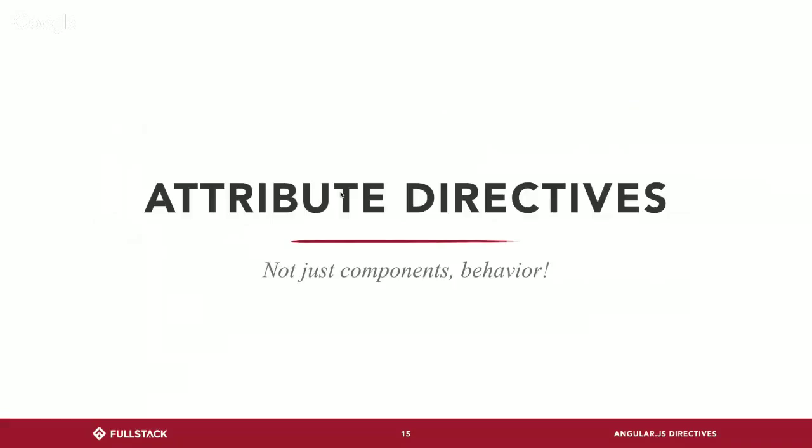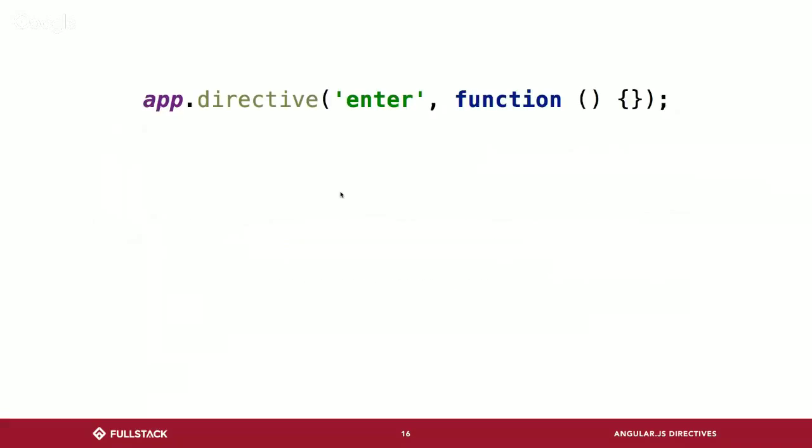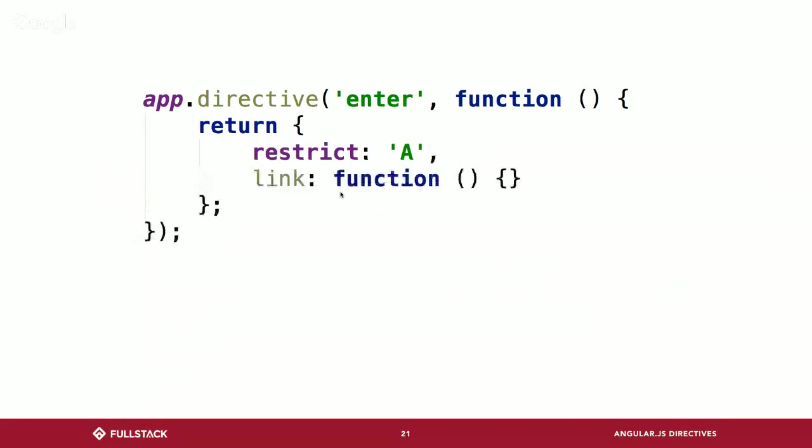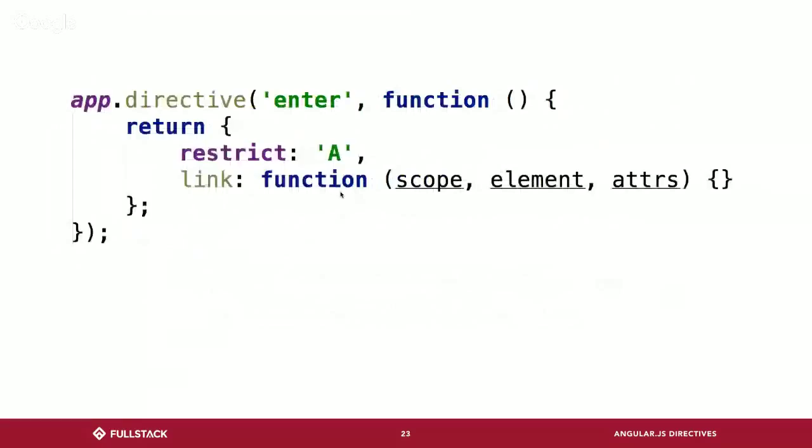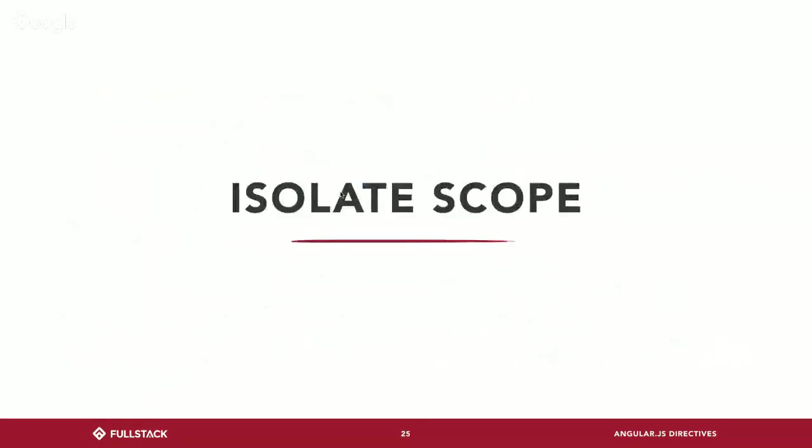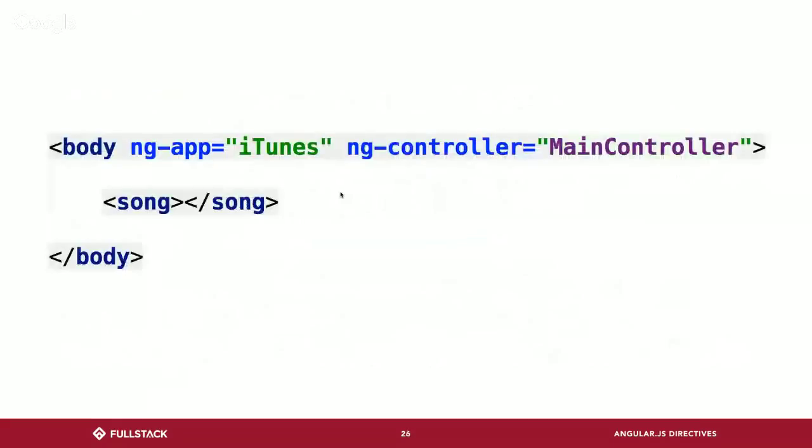Again, we can look at attribute directives. A is for attribute, E is for element. We've looked at our link function in detail, with scope, element, and attributes. And we've looked at the idea that we could have an isolate scope. So this slide is actually incorrect.